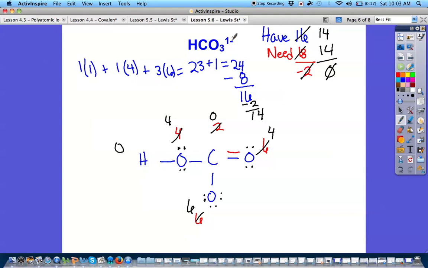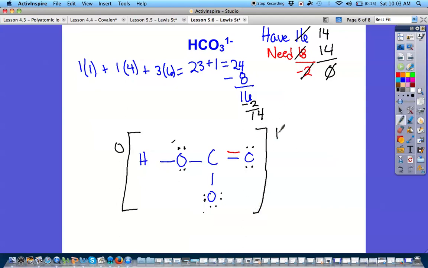Now, one last thing, since this is a polyatomic, we have to put it in brackets and put the charge on it. So I'm just going to clean this up a little bit now. Take away these. Put the brackets on it and put the charge on the outside. Remember, that's our ion notation. So that is resonance.